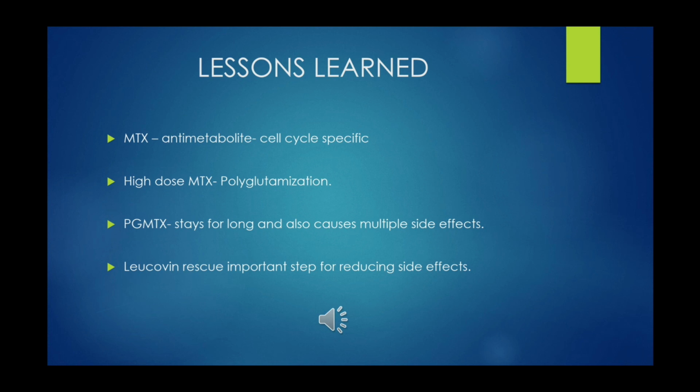What are the lessons that we have learned today? Methotrexate is an antimetabolic drug. It is a cell cycle specific drug. High dose methotrexate undergoes polyglutamation. Polyglutamated methotrexate stays in the cell for a long time and it also causes multiple side effects. Leucovorin rescue is an important step for reducing the side effects.